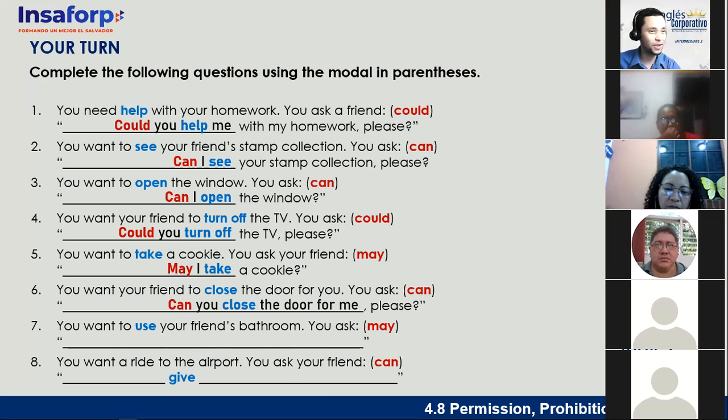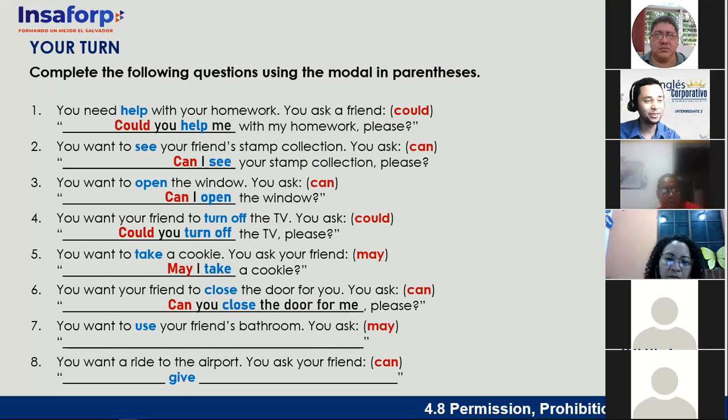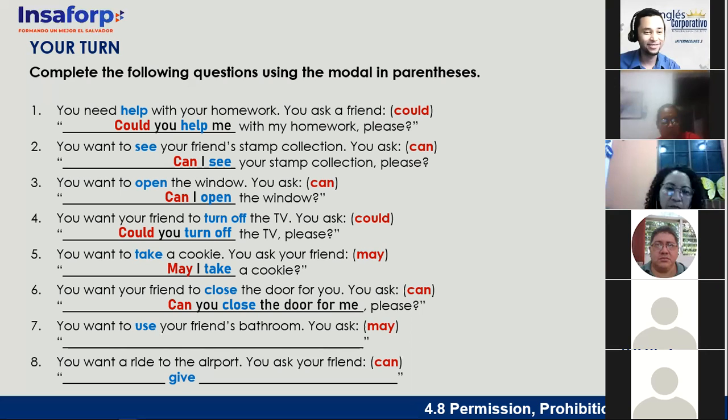No, not today. Volunteer, please. Rodrigo. Ha venido con todo, miren. May I use your bathroom? Okay. May I use your bathroom? That's right. Very good. Thank you, Rodrigo.